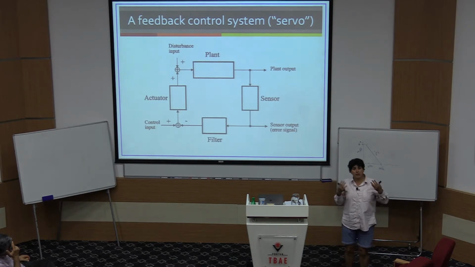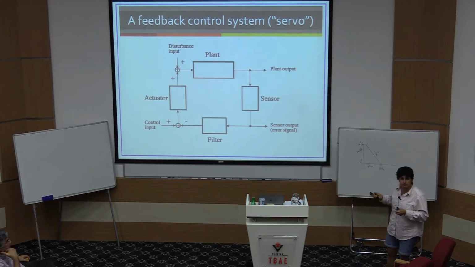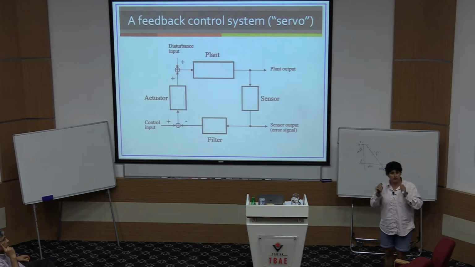And in manufacturing, what do you want to control? Some manufacturing plant. Okay, so that's where it comes from. In our case, the plant would be the output, say, of the motion of a Fabry-Perot cavity.